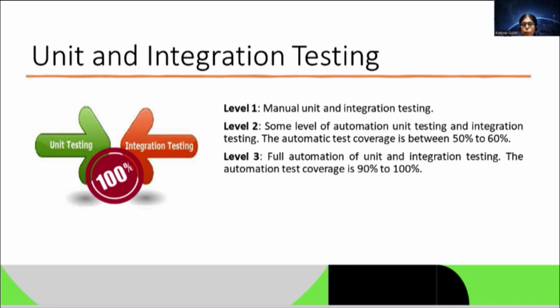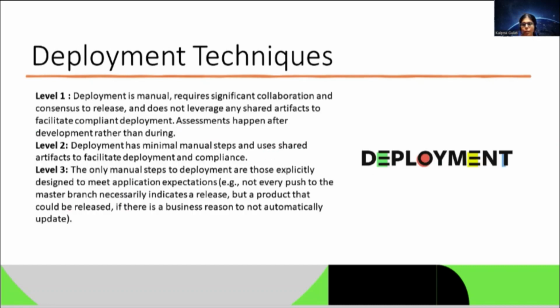Next comes an important aspect of unit and integration testing. As of now, I do see certain platforms who have a manual unit and integration testing. A near-term solution should be some level of automation for these, and the automation test coverage should at least be close to 60%. And the idealistic approach or the near future approach should be that the automation test coverage should be at least 90 to 100%. And every time there's a check-in, all the appropriate test cases should be executed to ensure you have not broken anything, right?